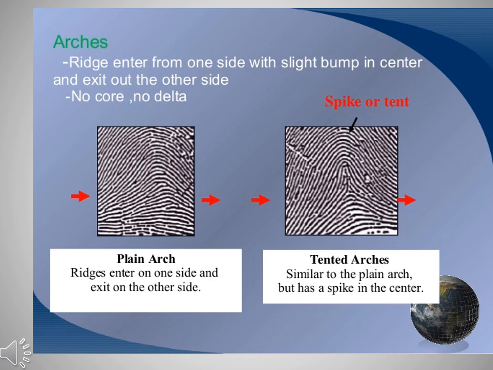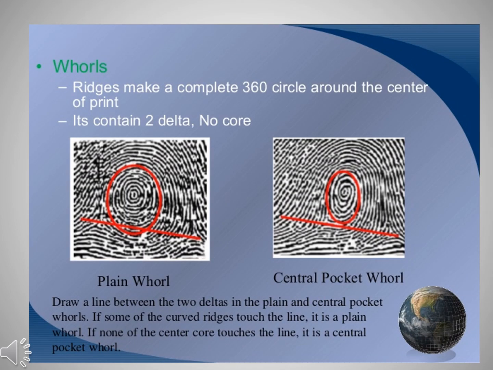Different arches can be used to determine the identification with the fingerprints. The ridges enter from one side with a slight bump in the center and exit out the other side. No core, no delta. Whorls can be used to determine the specificity of the fingerprints. The ridges make a complete 360 circle around the center of the print. It contains 2 deltas and no core.